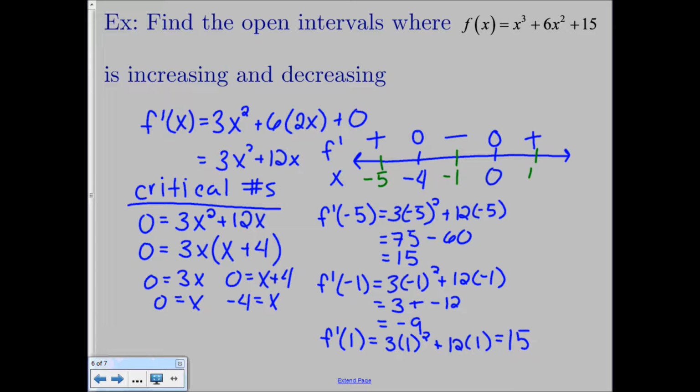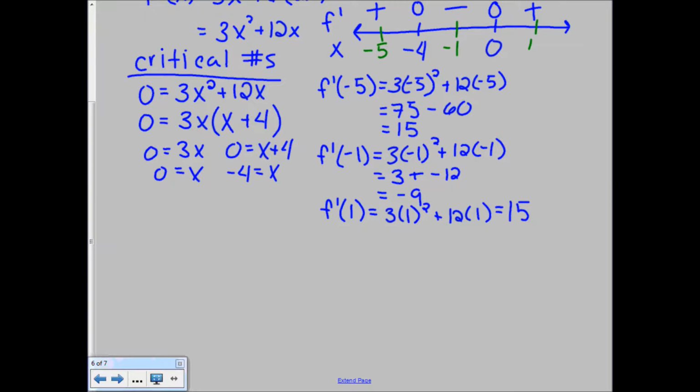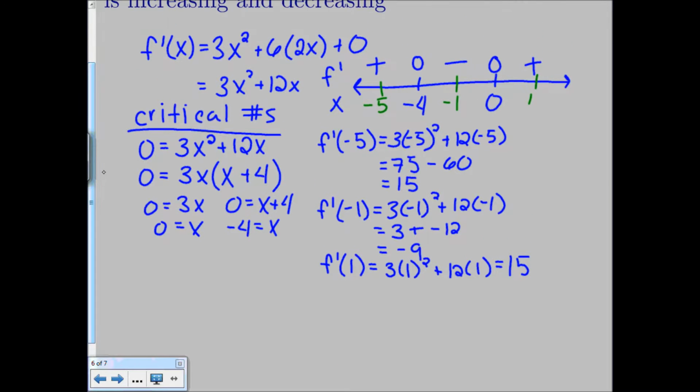The last step that we have to do is just read our intervals off of our sign chart. It looks like we have two positive intervals, so we're going to have two intervals for our increasing. We're increasing to the left of negative 4 and to the right of 0, all the way out to positive infinity. Those intervals can be written as negative infinity to negative 4, union 0 to positive infinity.